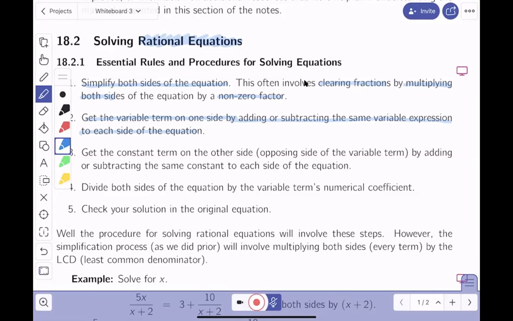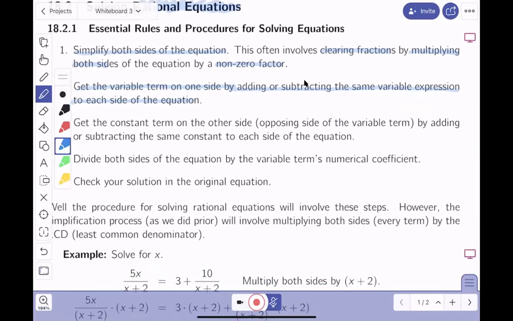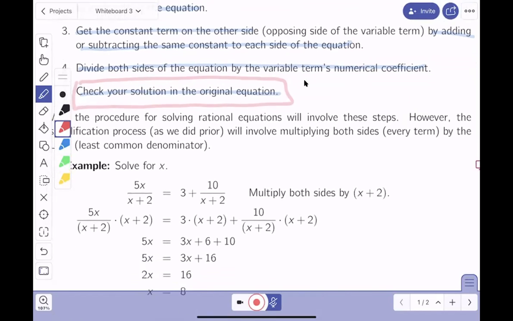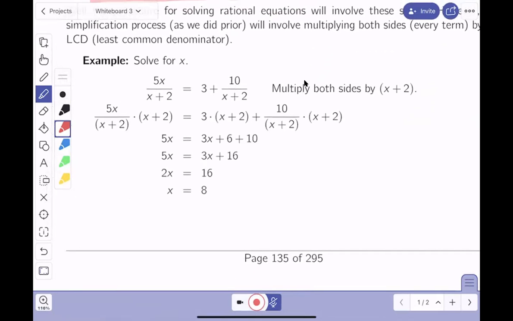Now we're dealing with these rationals where the denominators are going to be variable expressions. Get the constant on the other side by adding or subtracting the same constant to each side of the equation. Divide both sides of the equation by the variable term's numerical coefficient. We've been doing this for some time now. Check your solution. I can't say this enough. Please check. All right, let's take a look at an example. I'm going to pull it on the side, and I'll go through it with you.